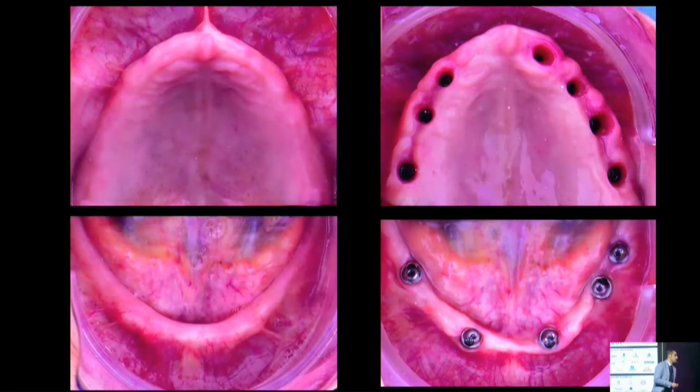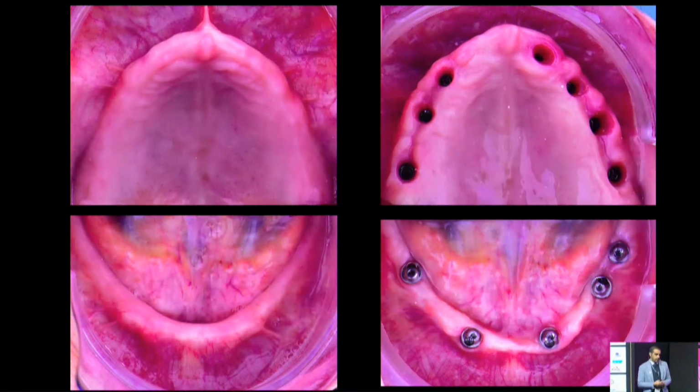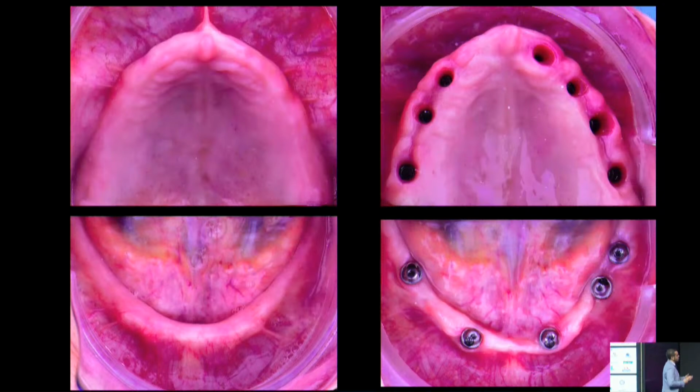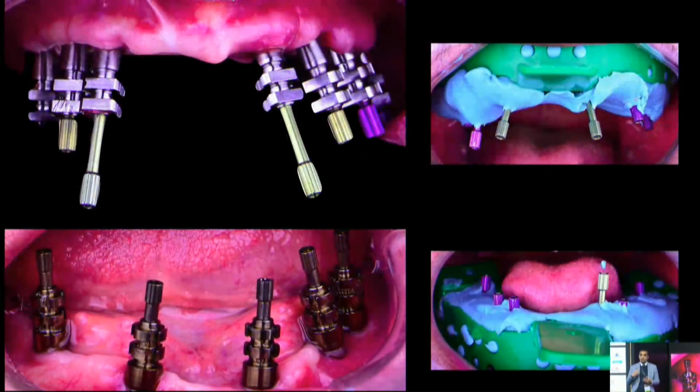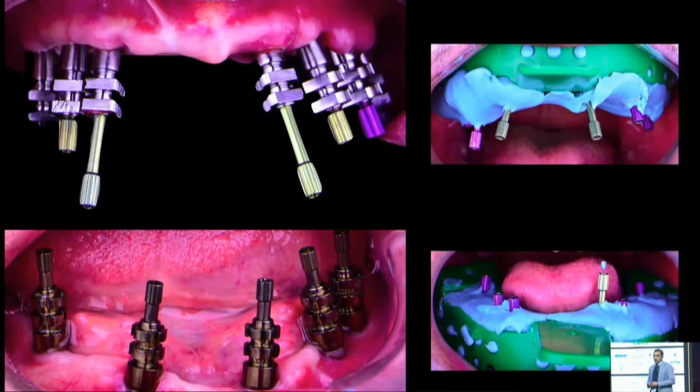Then I typically have the patient wait around 3 to 4 months for them to heal, and in this case, thankfully, they healed uneventfully. And if you're lucky, they typically heal up like this and come back for the restorative phase. I start with an initial impression using stock trays and putty, just to capture the three-dimensional orientation of the implants intraorally.